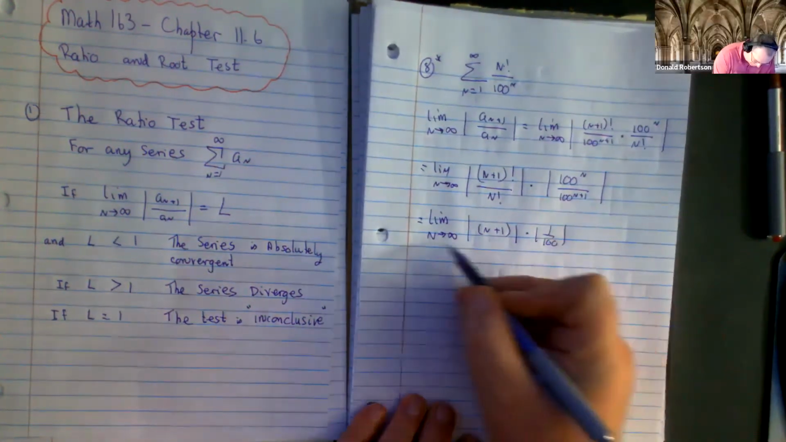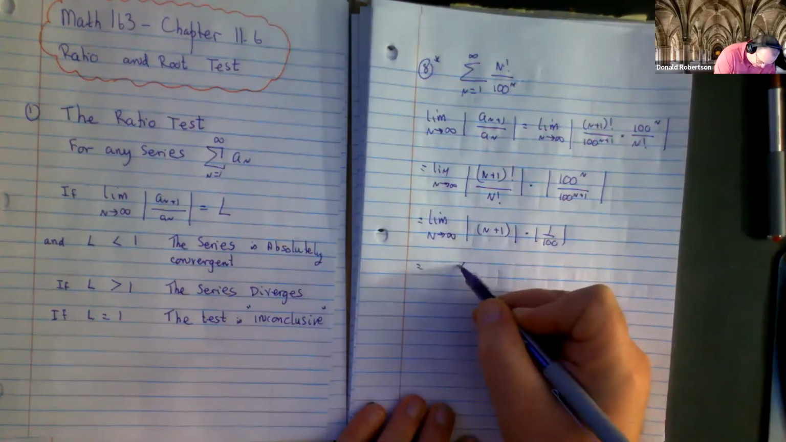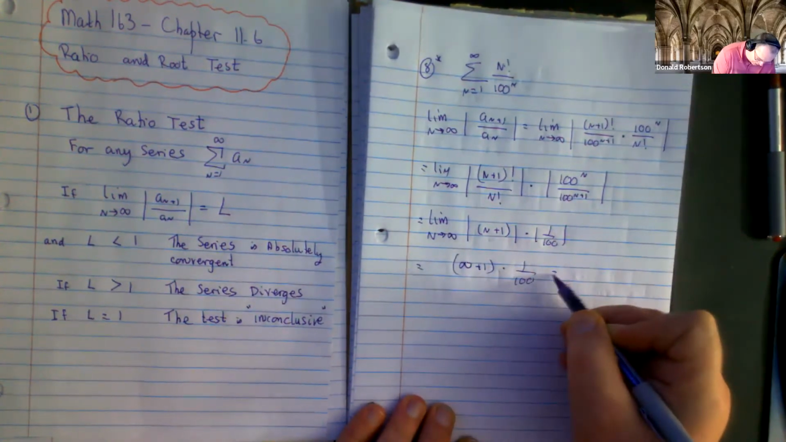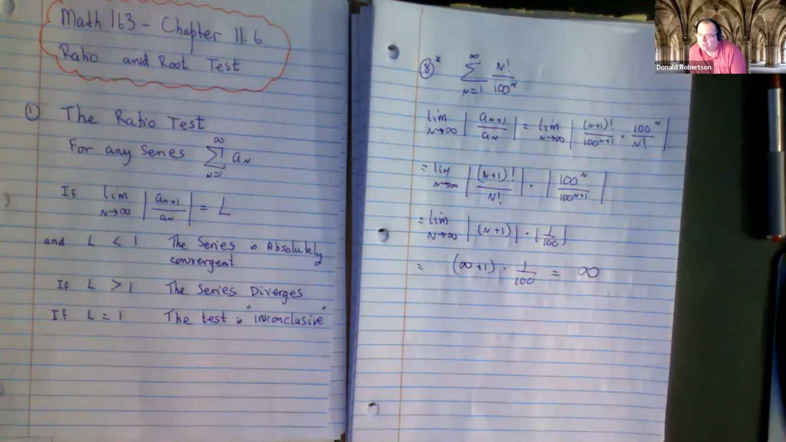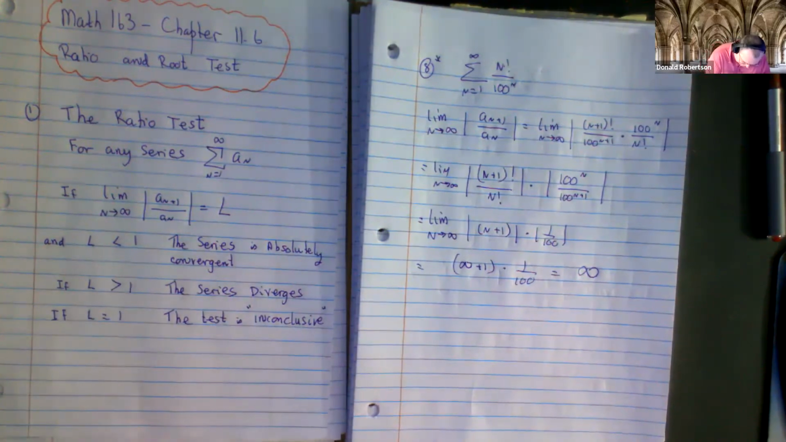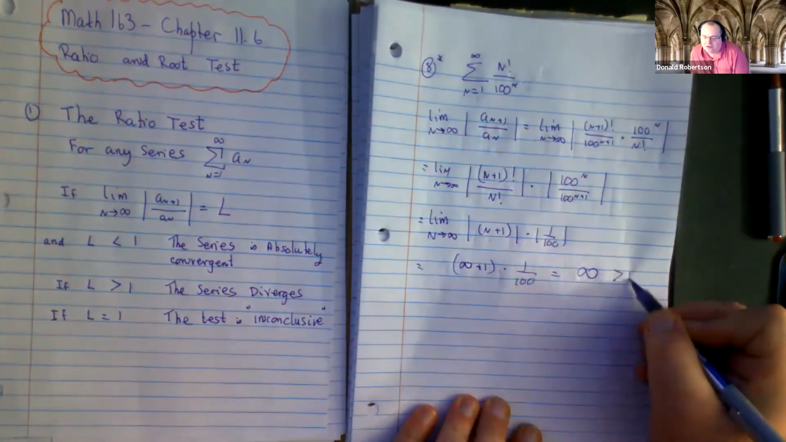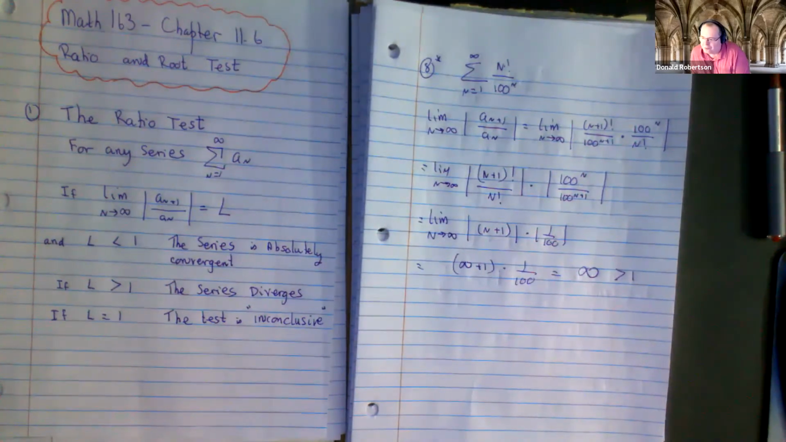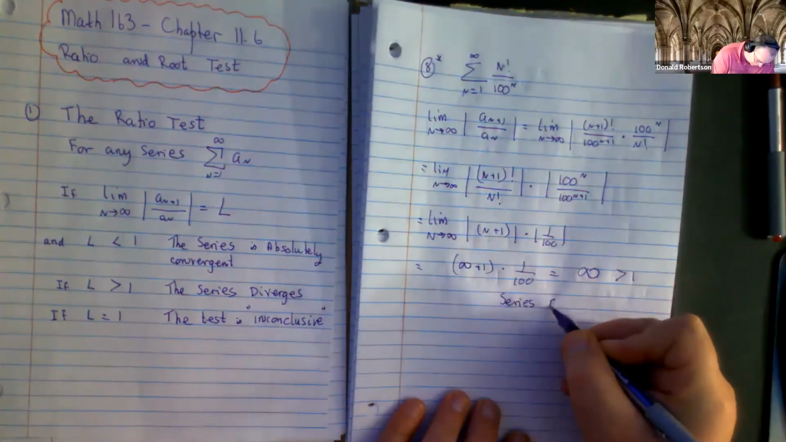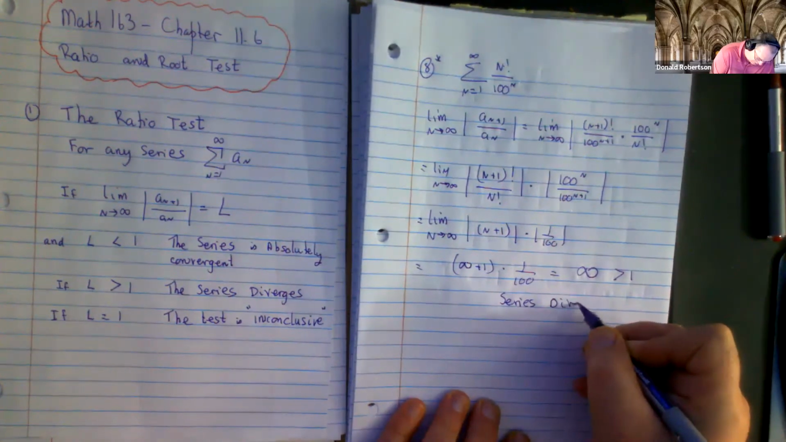Now, if you brute force it, what you're going to get is infinity plus 1 times 1/100th. Would you agree that that is infinite? Add 1 to infinity, it's infinity. Divide infinity by 100, it's still infinite. And that is bigger than 1. I guess you could say, without exaggeration, it's a lot bigger than 1. But because it's bigger than 1, the ratio test says the series diverges.